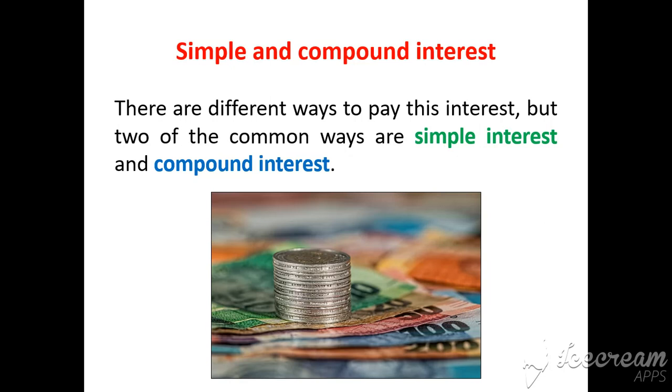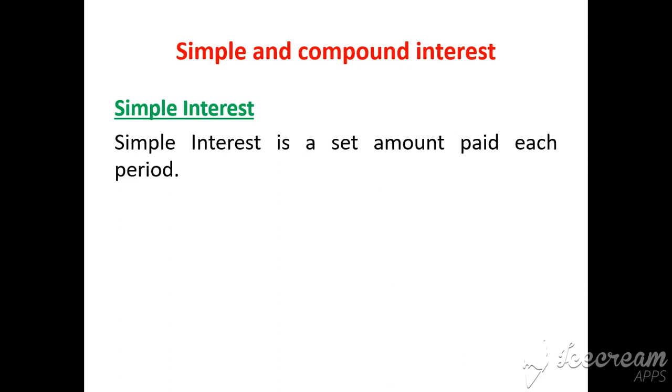There are different ways to pay this interest, but two of the more common ways are simple interest and compound interest. Simple interest. Simple interest is a set amount paid each period. So say every month you get the same amount of interest paid every month.